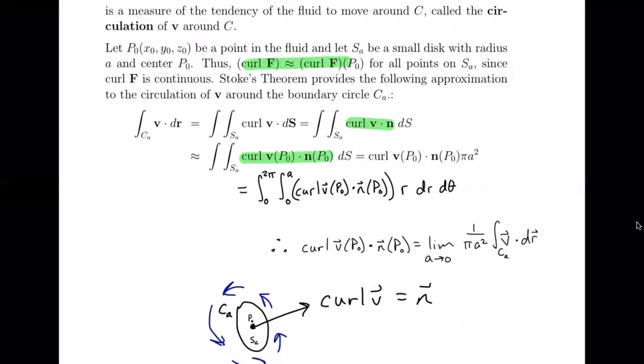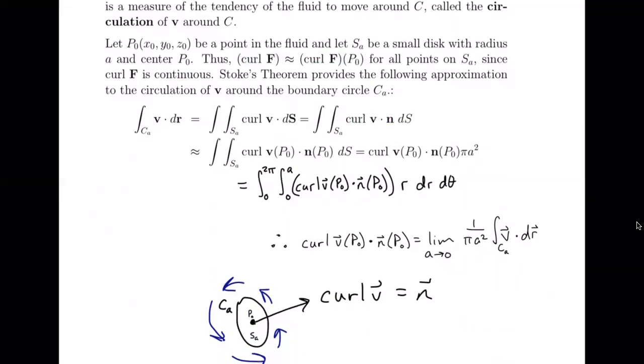Okay, so the curl of V dot n is approximately equal to the curl of V at P naught dotted with the normal vector at P naught, thanks to these vectors being continuous. These functions, curl of V and n, are continuous. So this approximation is somewhat valid. Of course, the smaller we make the radius a, and consequently the disk S sub a, the closer this approximation becomes, or the more accurate it is.